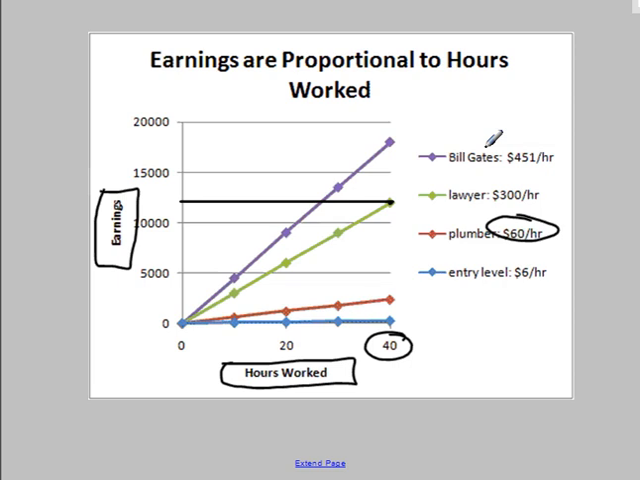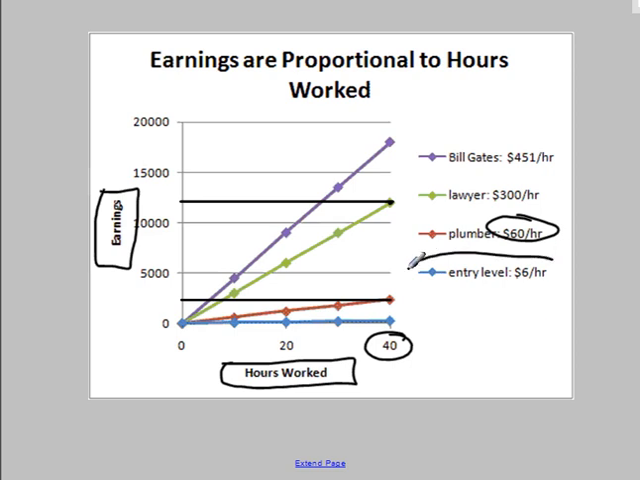And if you are a plumber and you've been a plumber for a little while, let's say 5 to 10 years, you can make about $60 an hour, which ends up being somewhere around $2,000, although that's a little bit on the high end, $2,000 a week.